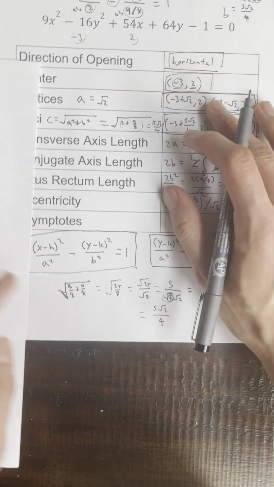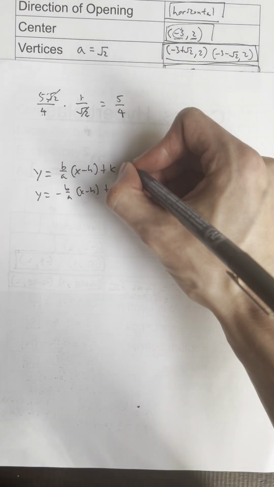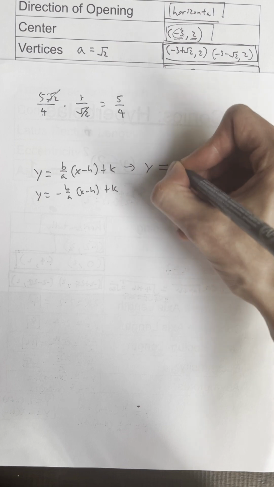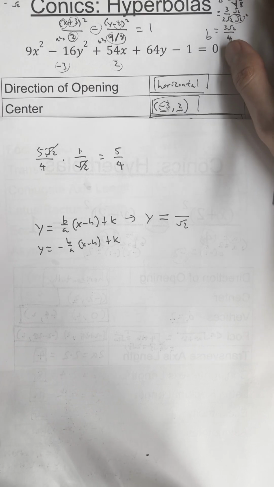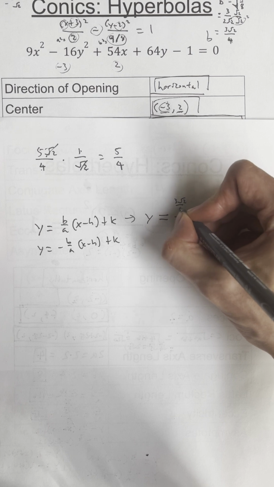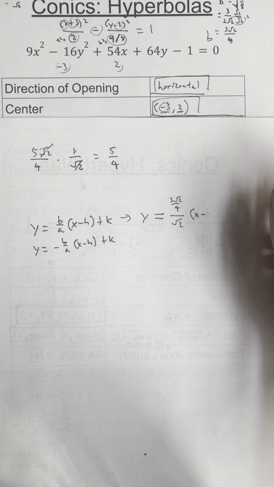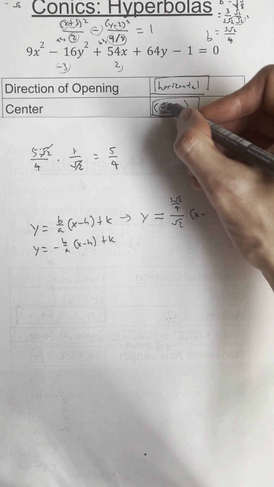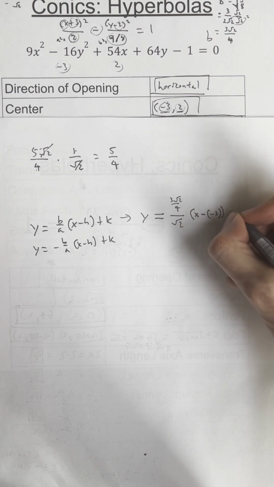So what was a again? A was root 2. Wait, we need to put in b first. I'll just put the a here. A is root 2. B was how much? It's this. Oh, you guys can't see it. B is this over here, 3 root 2 over 4, times x minus h. How did we find h again? So this is h. You go to the center, this is h, this is k. Okay, plus k.